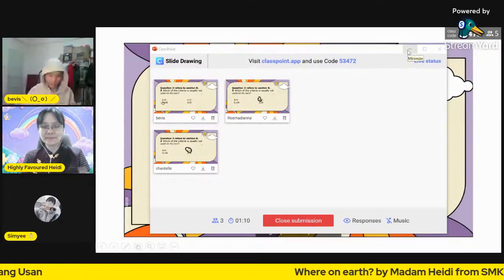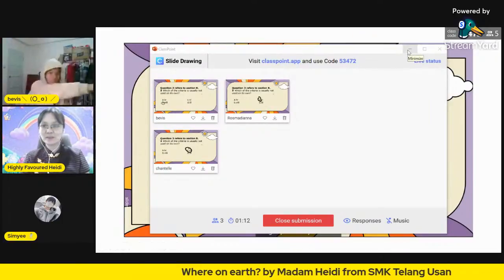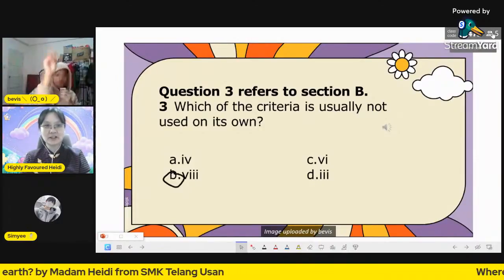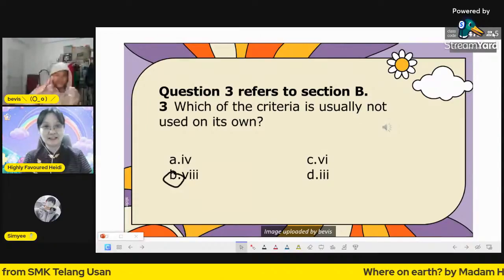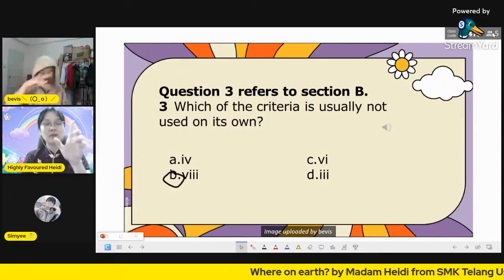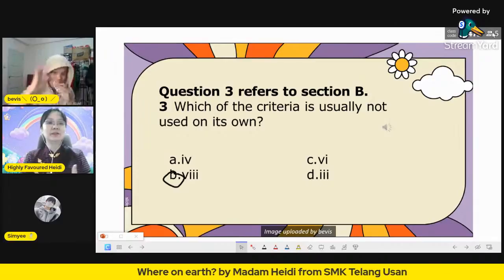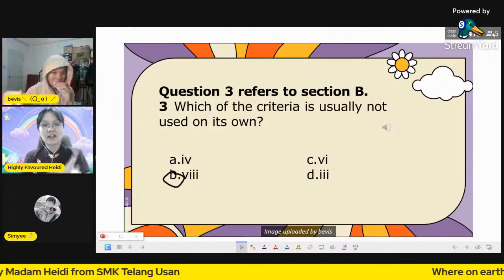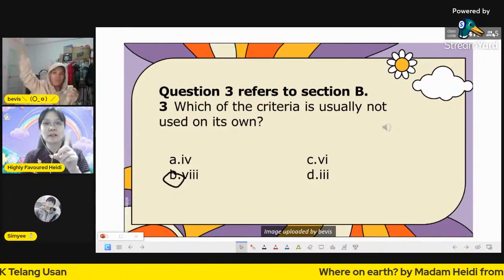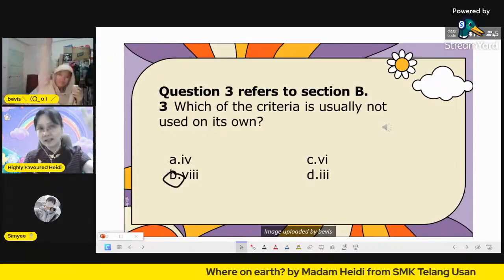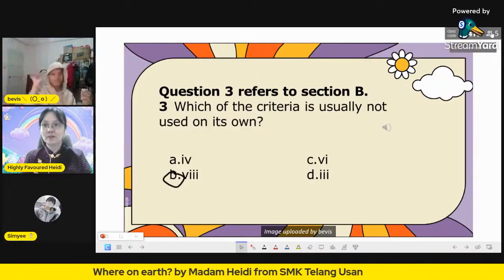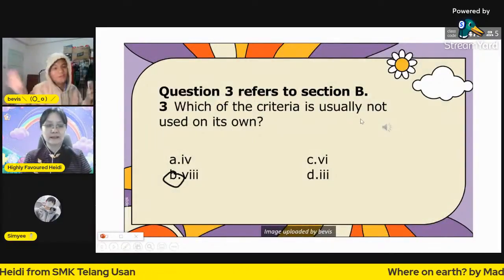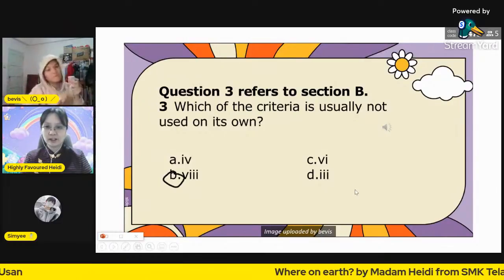It's about World Heritage. In order to be considered as World Heritage, in the B part they have 10 criteria. If they are able to fit one or more, then it will be considered as World Heritage. But here question 3 refers to which of the criteria is usually not used on its own. That means it needs to be supported by other criteria, not sufficient to be declared as World Heritage. Okay, let's look at the answer.